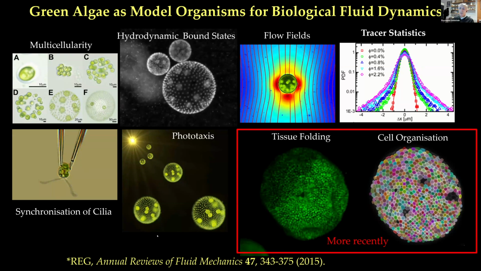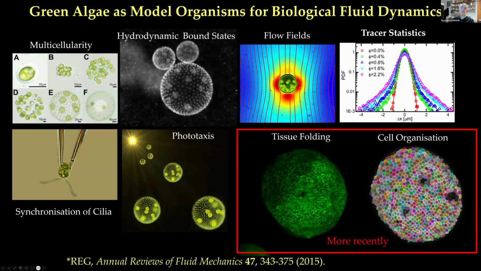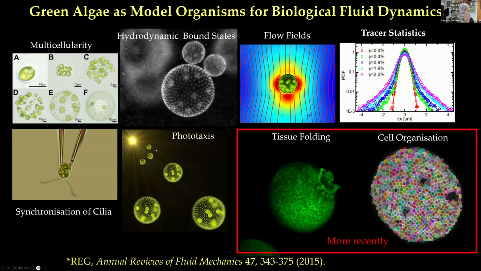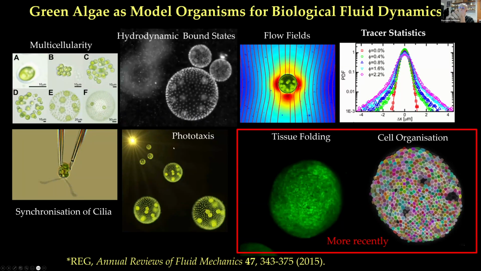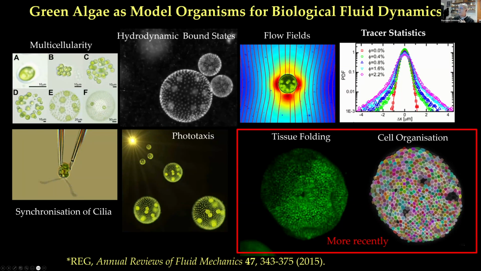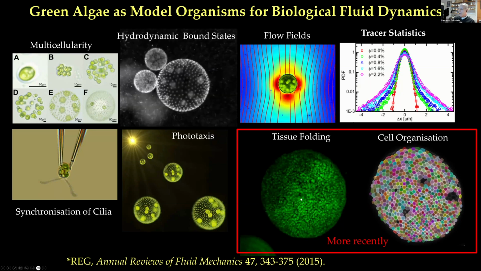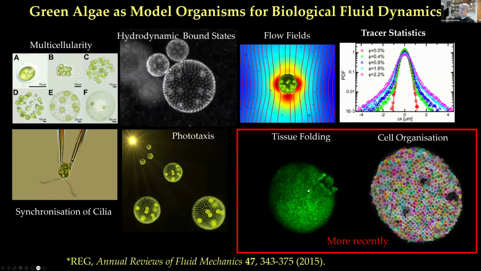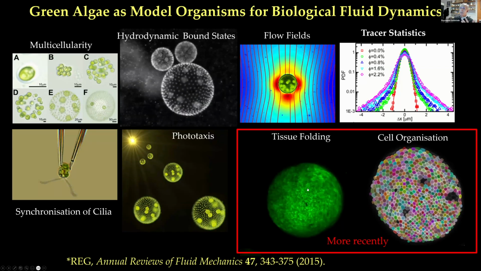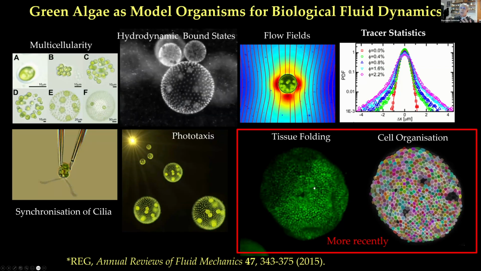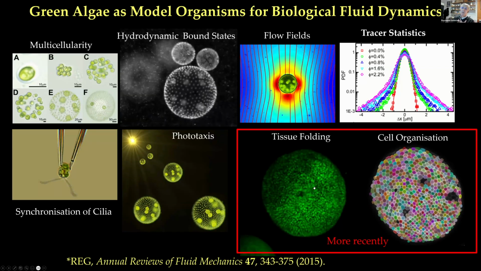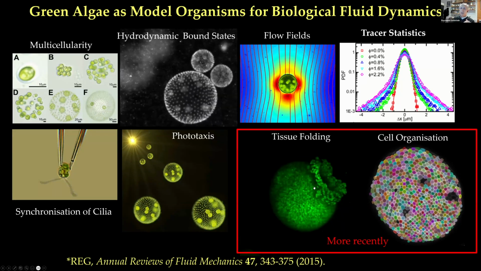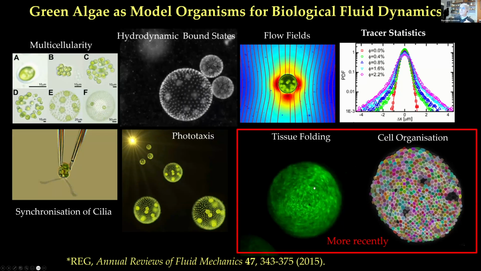And you can also study questions like, how do organisms that have no central nervous system actually steer through their environment? As you see here, they can actually do what is called phototaxis. They steer to the light because they're photosynthetic. How do they do that? And more recently, these organisms have become interesting to physicists because they execute various kinds of tissue folding processes that are important in development, that are very reminiscent of things that we find in us. So there's a lot to study with these green algae.